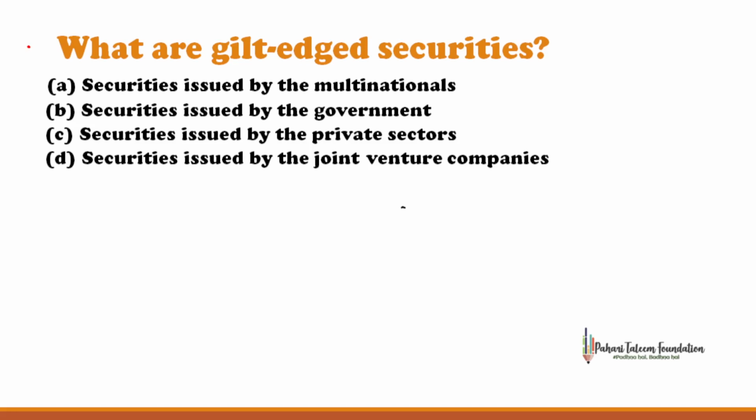So question number one on your screen is, what are gilt edge securities? The options are: option A, securities issued by the multinational; option B, securities issued by the government; option C, securities issued by the private sector; and option D, securities issued by the joint venture companies. So the right answer for this question is option B, securities issued by the government.